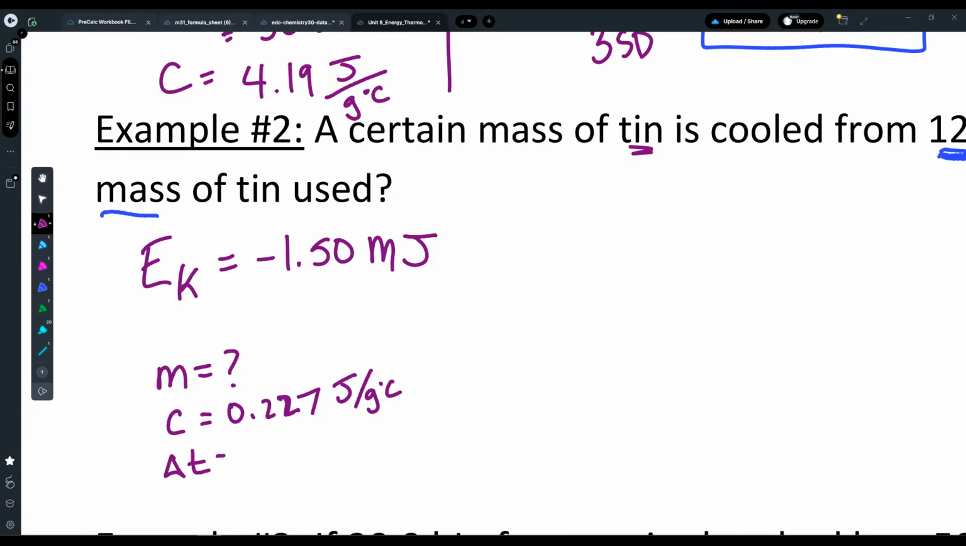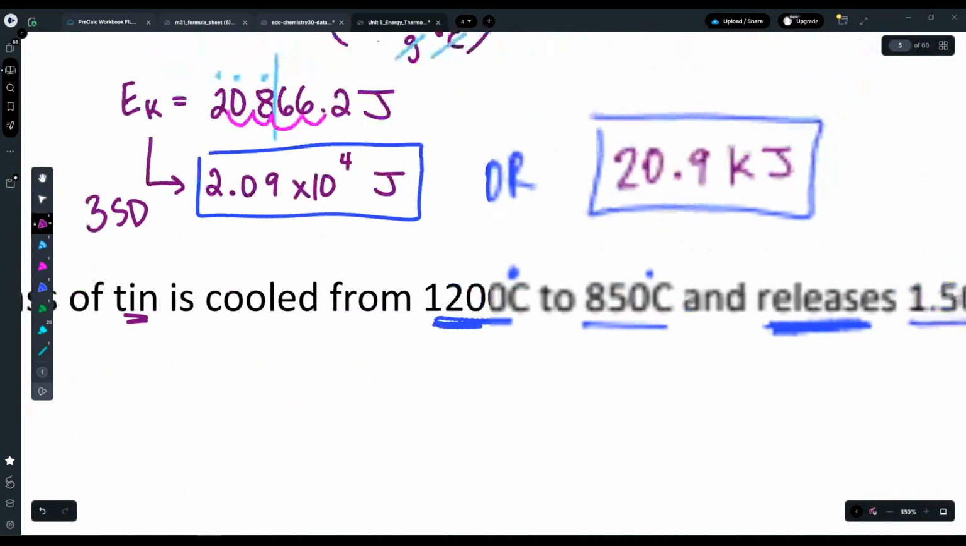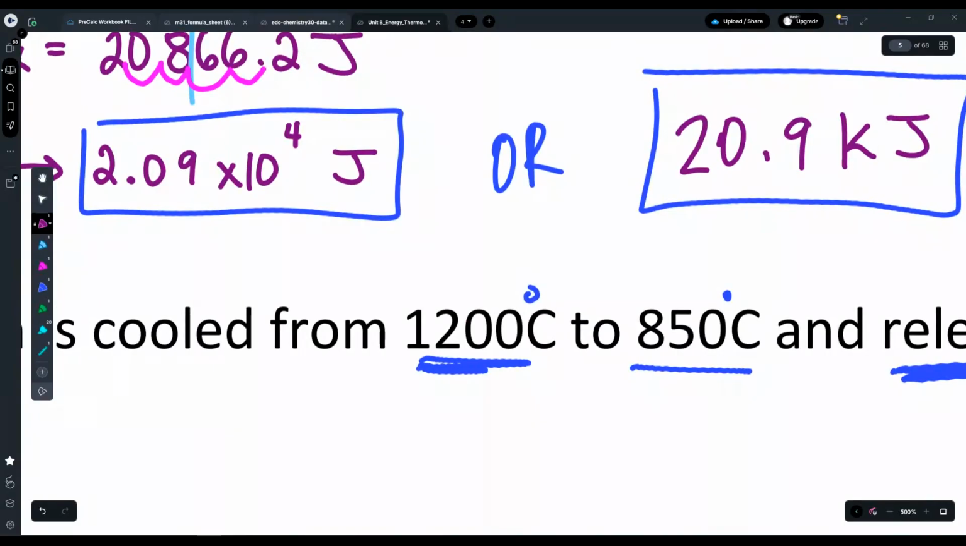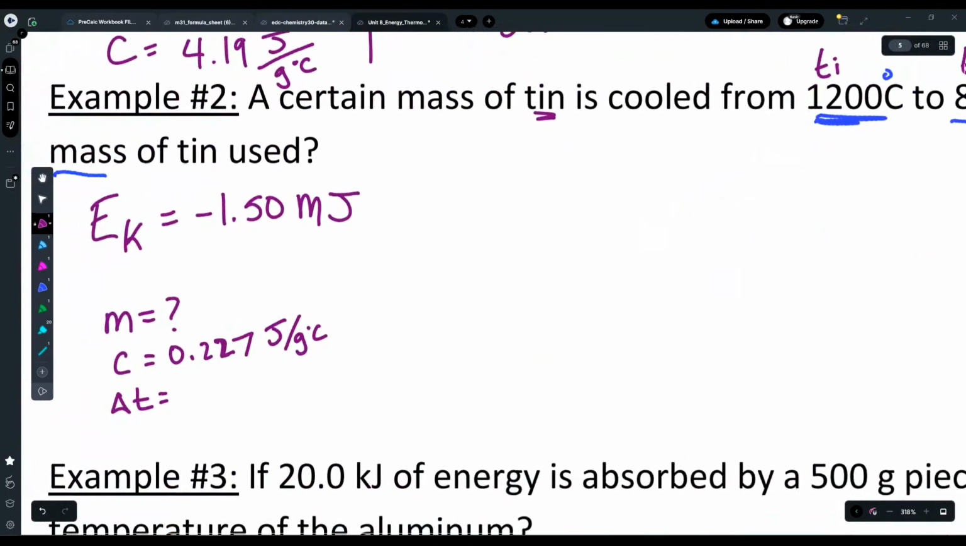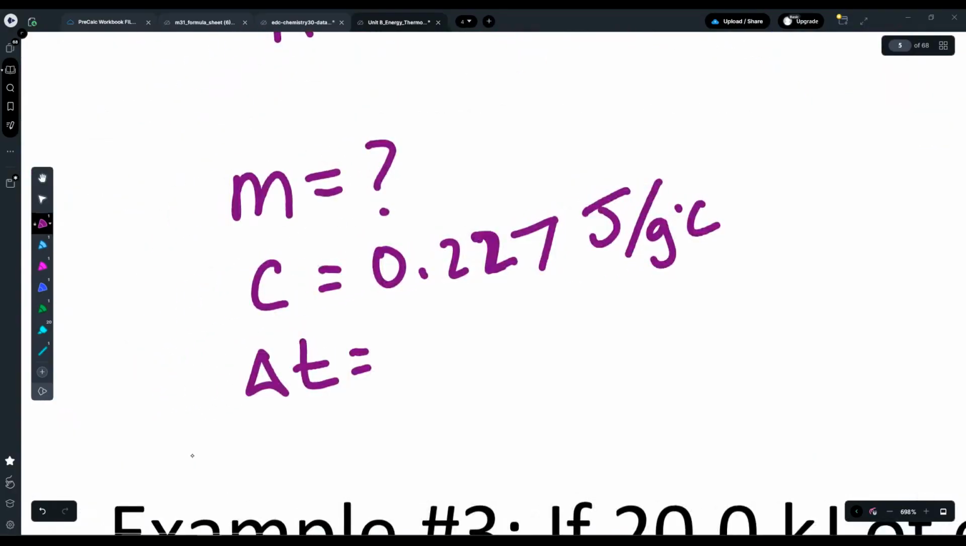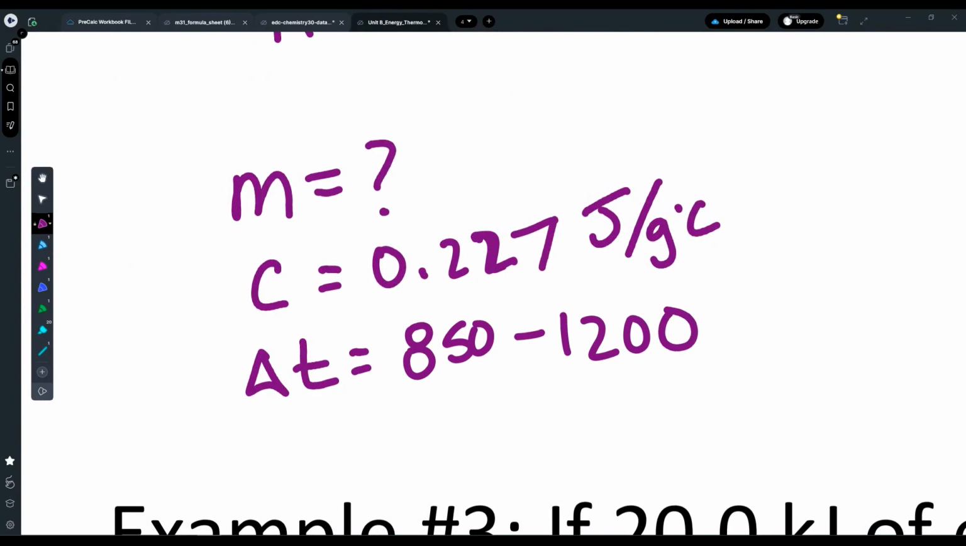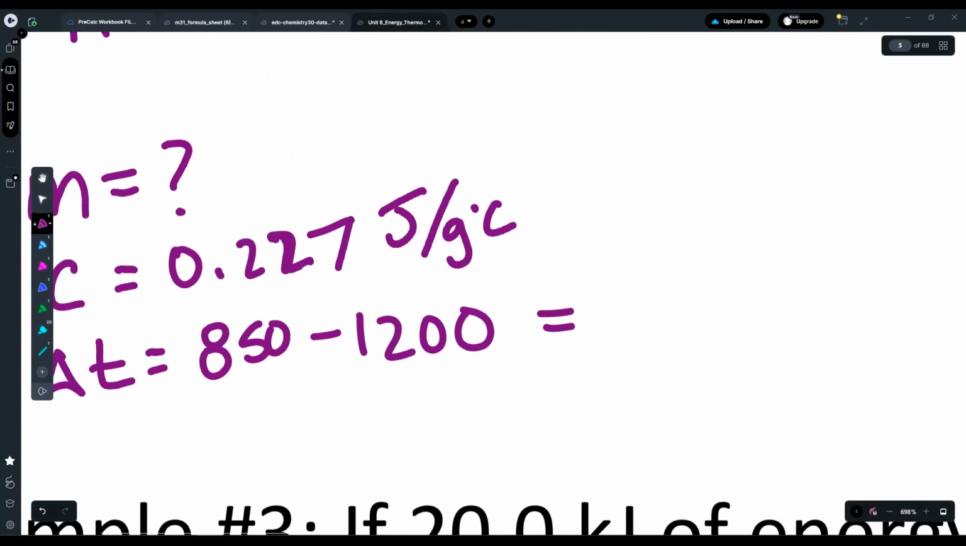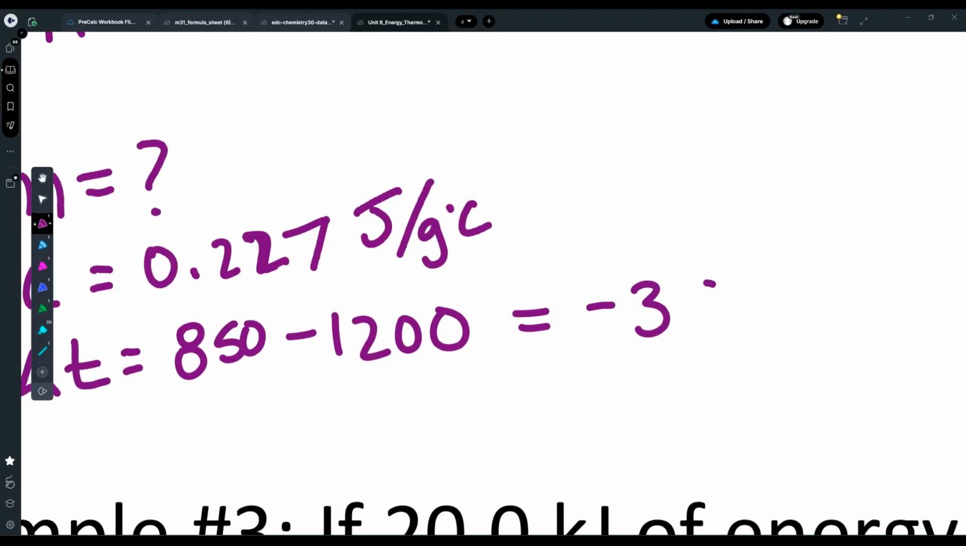And then our change in temperature. The first one that they mention is your initial. The second one that they mention is your final. So we're going final minus initial. So 850 minus 1200, and that's going to give us negative 350 degrees Celsius.